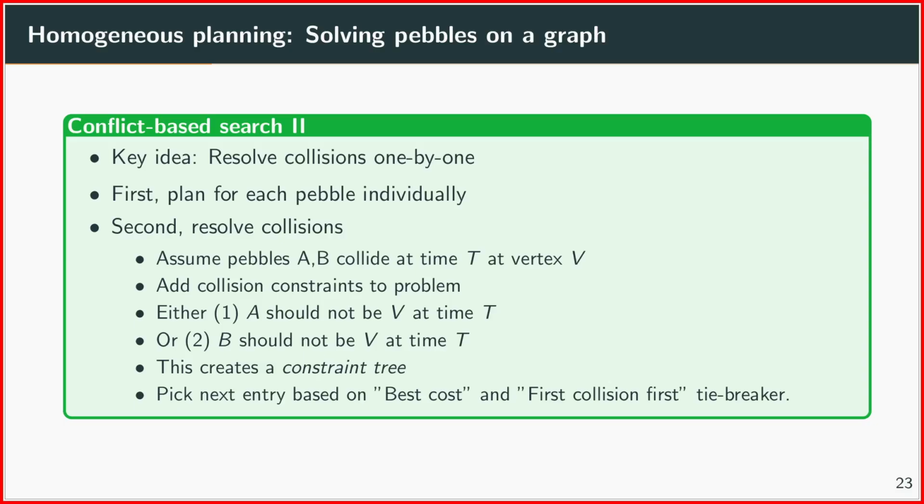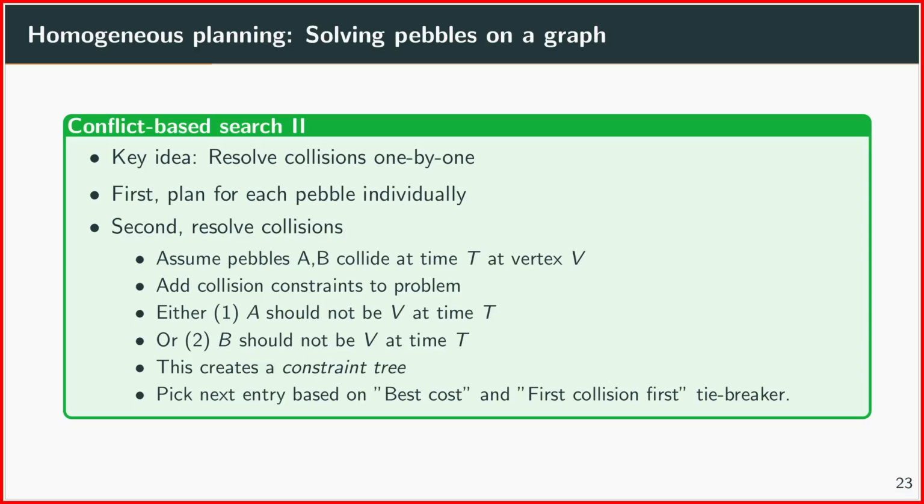And this creates your constraint tree because now you have this bifurcation into either A is not there or B is not there. And then you just continue on this constraint tree. You try to solve the problem. And you pick the next entry based on best cost and first collision first tiebreaker. Okay, so this is the general idea behind it.